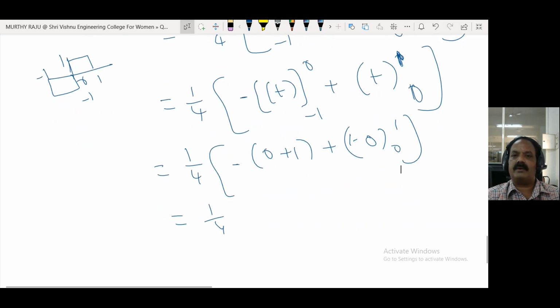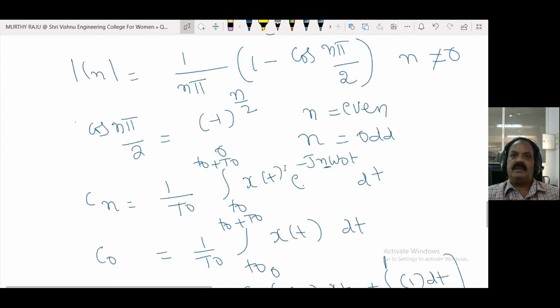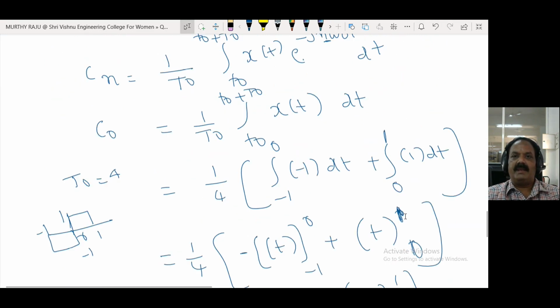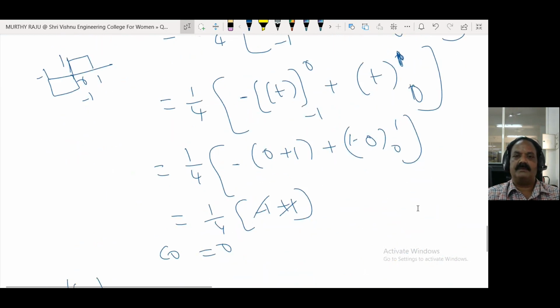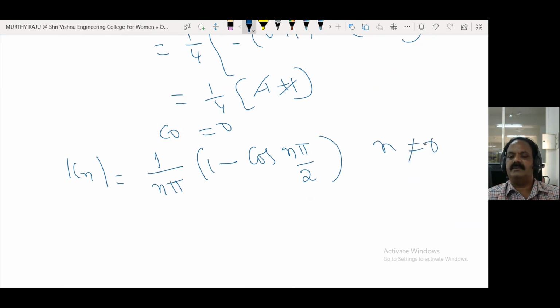That is equal to 1 by 4 minus 1 plus 1. These two are cancelled. Therefore, C naught value is 0. For Cn, we know that the magnitude of Cn is 1 by n pi, 1 minus cos n pi by 2, for n not equal to 0.